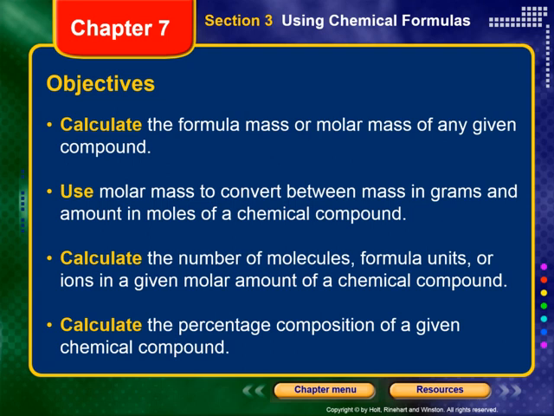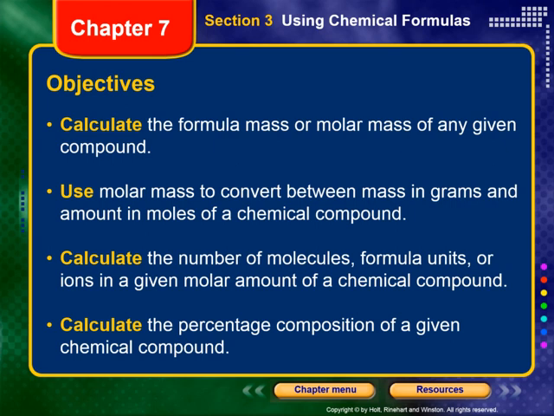All right, chemistry, let's take a look at our video lecture for section 3 in chapter 7. We're going to talk about using chemical formulas. The last two sections, we spent a lot of time figuring out how to make chemical formulas. Now let's figure out how we can use them.